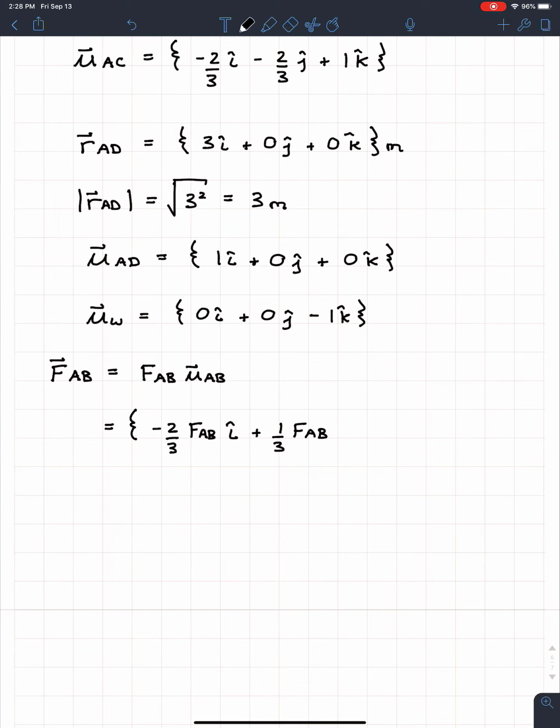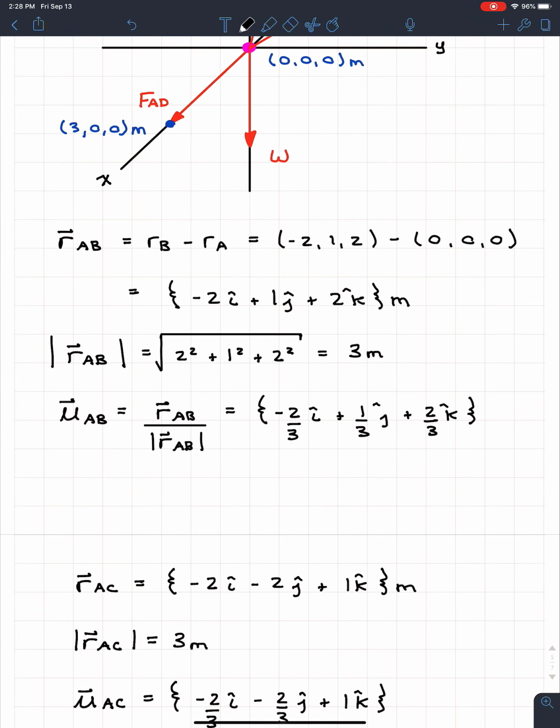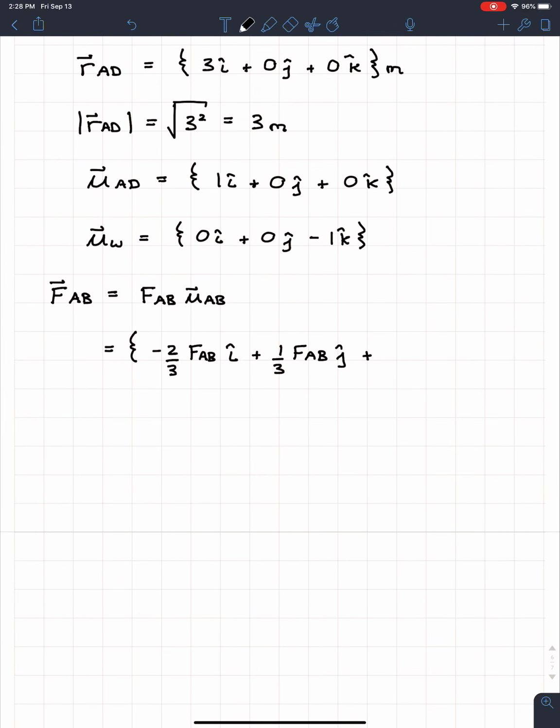And that's in the j direction. And finally, we're going to have plus... we're going to go up to the top again. It's 2/3. So what we're going to do is plus 2/3 FAB, and this one's in the k direction.